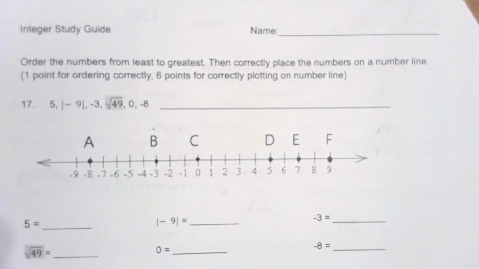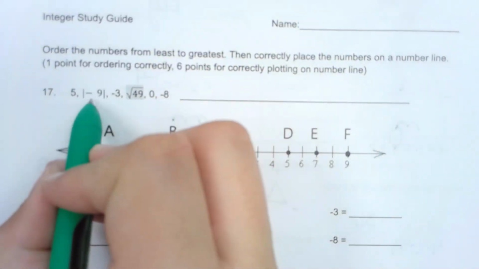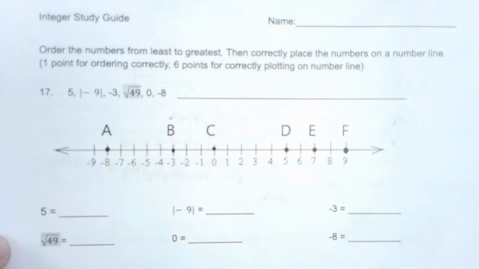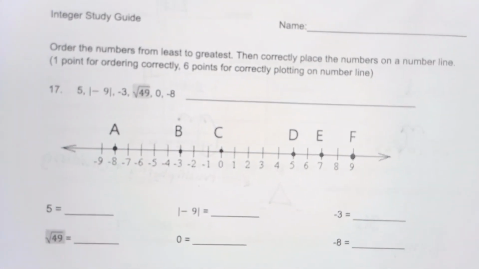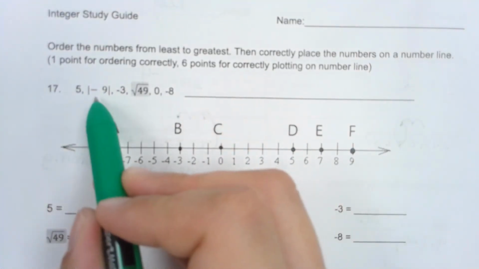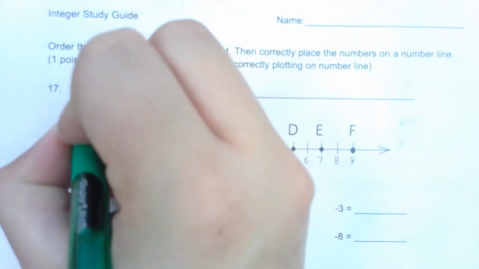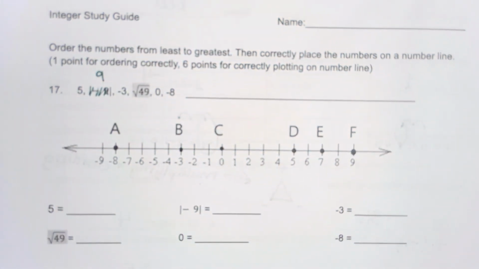So it says, order the numbers from least to greatest, then correctly place the numbers on a number line. So first thing when I'm looking at these numbers is I can simplify a couple of them. So like this one, remember these two vertical lines mean absolute value. And remember that absolute value means distance away from 0. So that means distance is always talking about a positive. So the distance away from 0 from -9 is just going to be +9. So I'm going to cross that out. So the absolute value of -9 is +9.